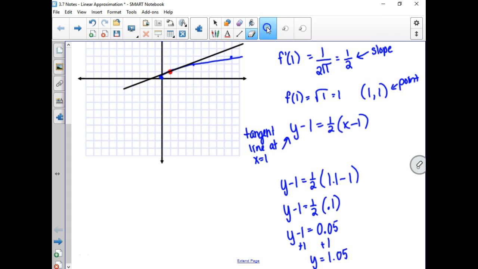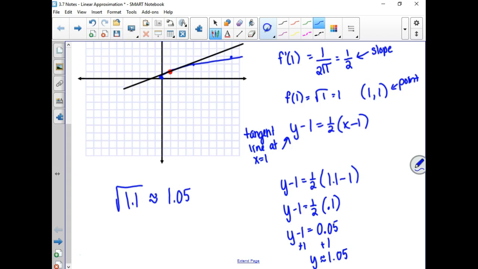And actually, instead of using equal, I should use the little squiggle, because this is an approximation. It doesn't actually equal 1.05. So the square root of 1.1 is about 1.05. Now, it would not be a good idea to use the same line to approximate 9.5, because once you get out here to 9.5, the line's way off, right? But anything pretty close here, it's going to give a pretty good approximation.